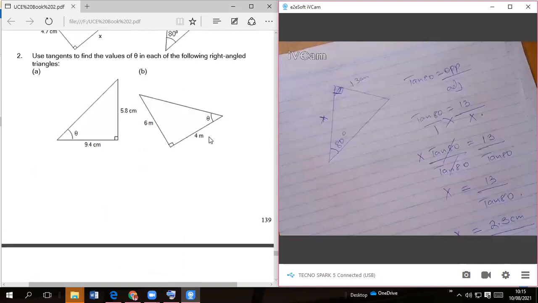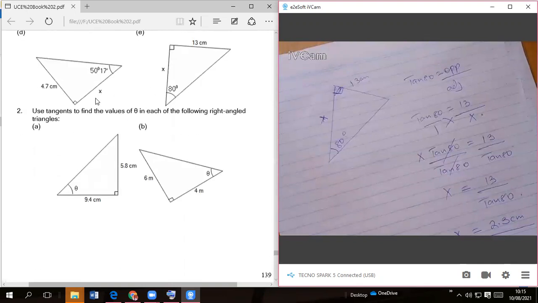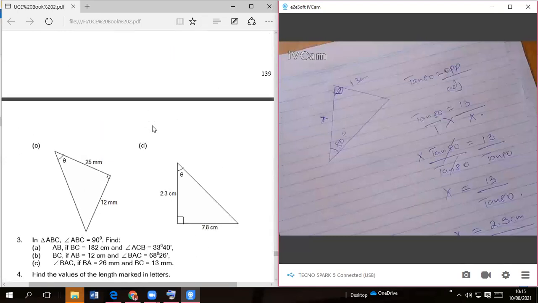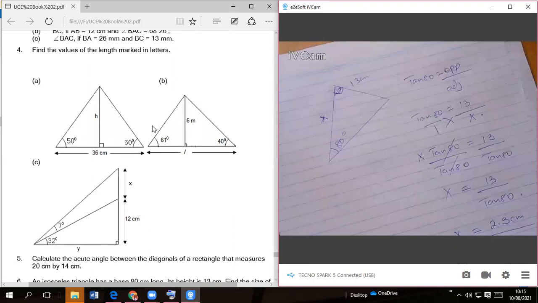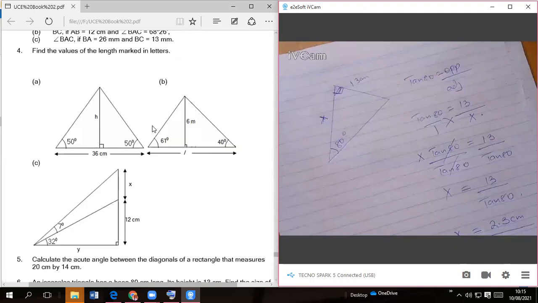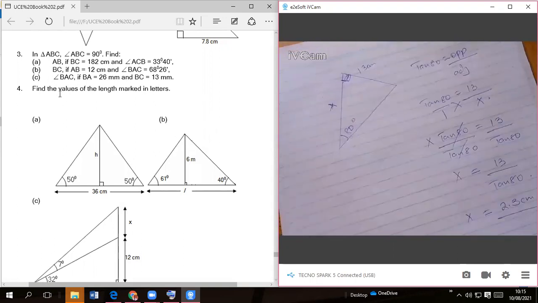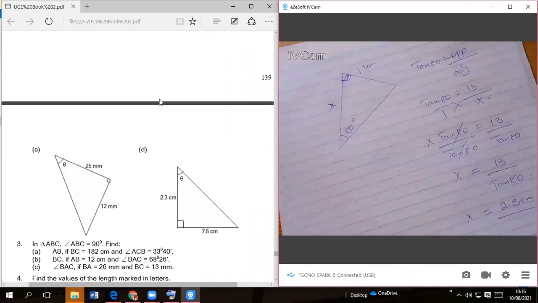So let us do number 2. Okay, let us do number 4. Number 4, this is part of the exercise, but let us do number 4, part B. What are they saying? Find the value of the length marked with the letter S. Maybe that's very easy. I've seen that.